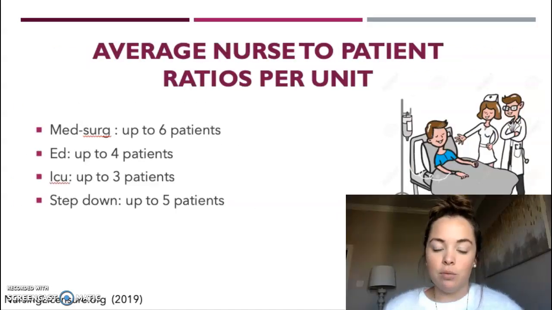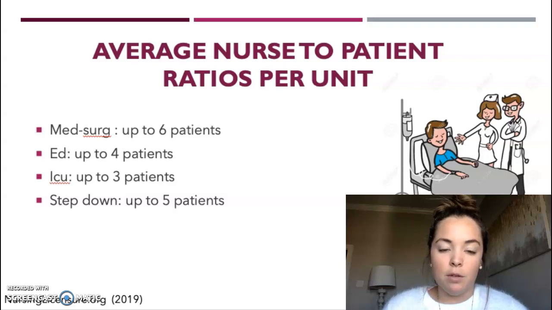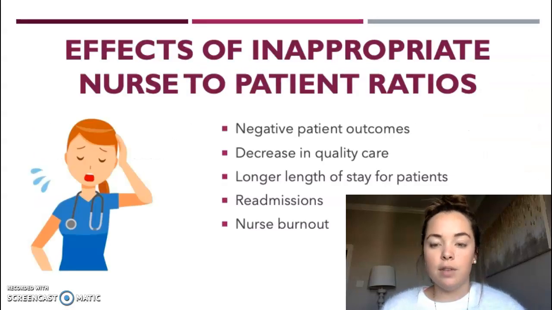Average nurse-to-patient ratios per unit. A med-surg unit can have up to 6 patients per nurse. In the emergency room, they can have up to 4 patients. An ICU unit can have up to 3 patients per nurse, and a step-down unit can have up to 5 patients per nurse. Effects of inappropriate nurse-to-patient ratios.